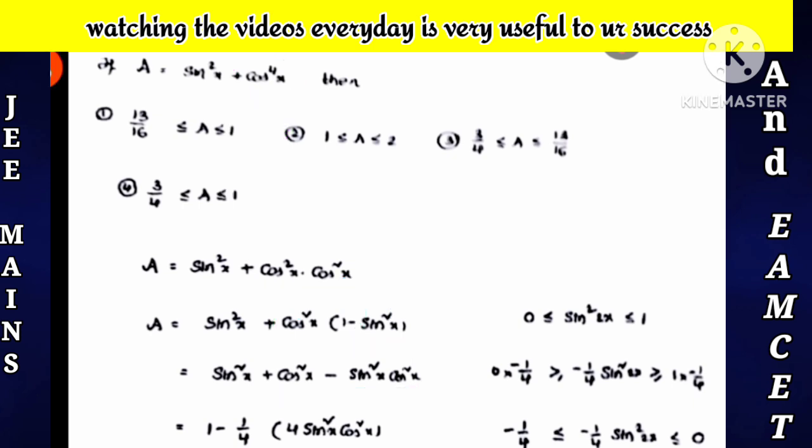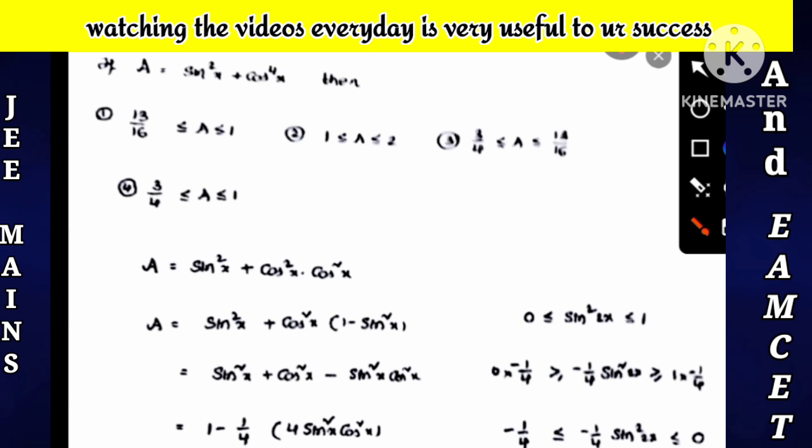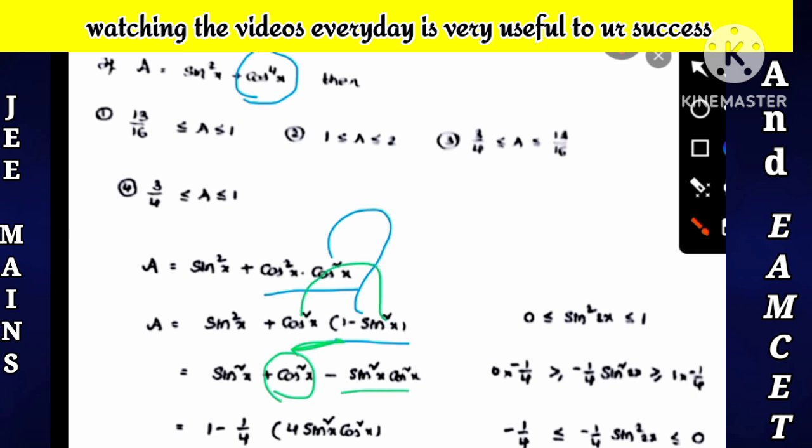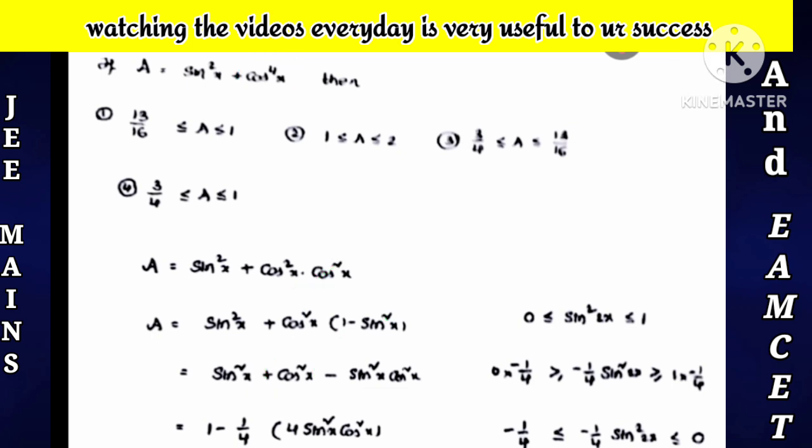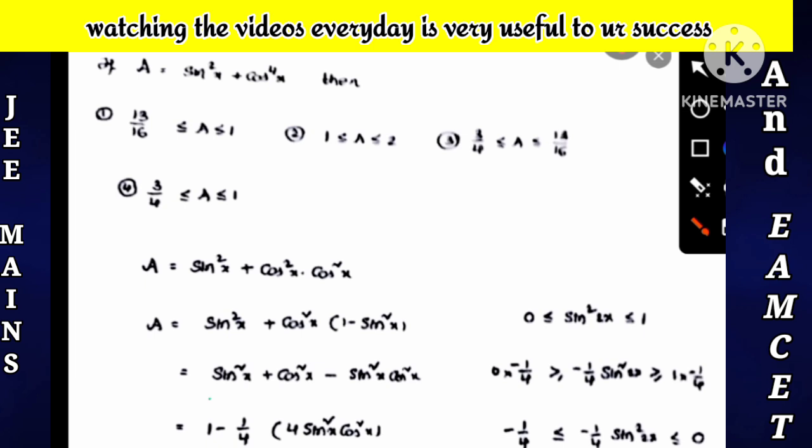Okay, understand all of you? In the first step, take cos power 4 as cos square into cos square, and cos square x is equal to 1 minus sin square x, and multiply the two values here. Cos square x into 1 is cos square x, minus cos square into sin square, which is sin square into cos square. Now here sin square x plus cos square x is equal to 1. Okay, this value is equal to 1.